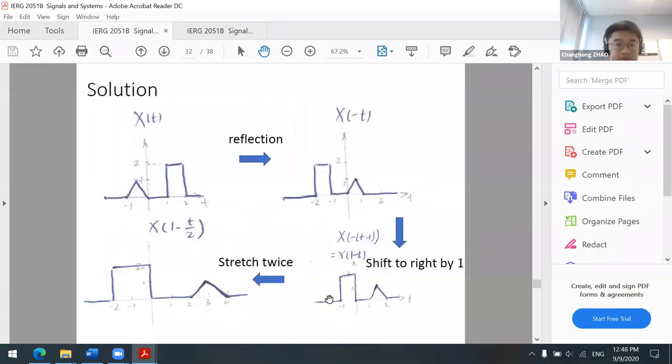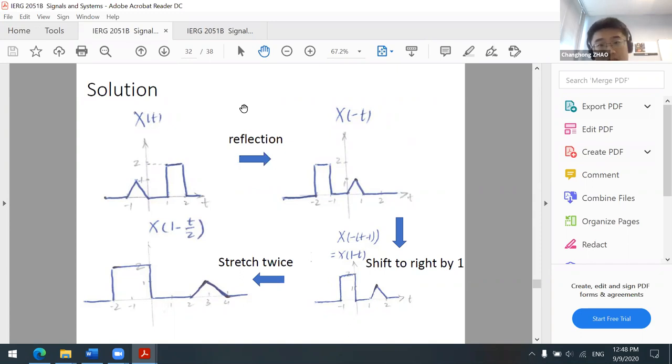The last one requires 3 steps. So we start from x of t, we want to obtain x of 1 minus t divided by 2. Again, since it's 3 steps, there are different routes, even more than 2 routes to lead to the final result. We can first do the shift, then do the stretch, then do the reflection, or we can first do the reflection, then shift, then stretch, and so on. And here, let me arbitrarily choose one route. We first do the reflection because this is what we are most familiar with.